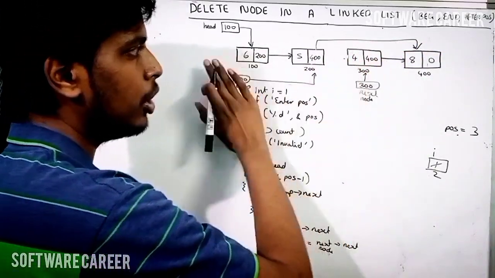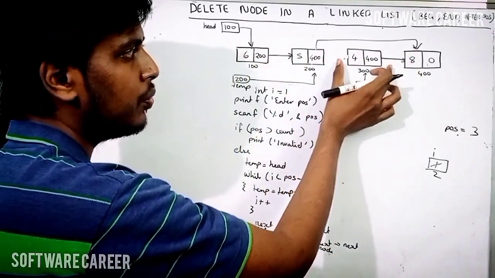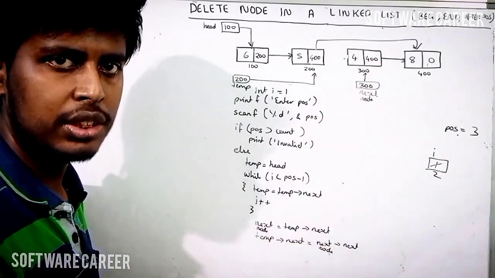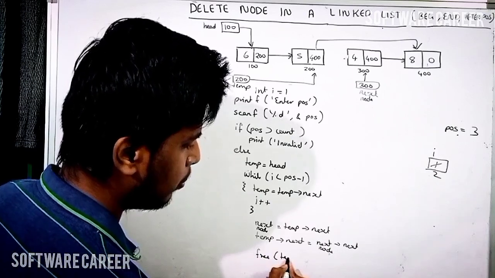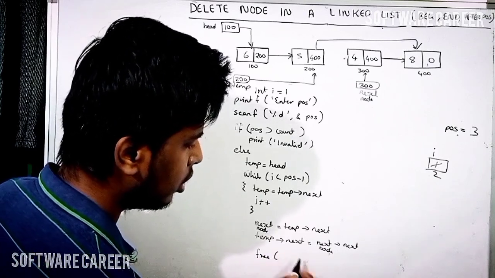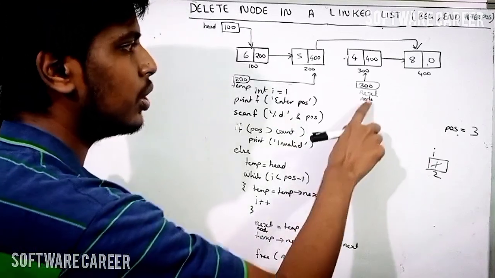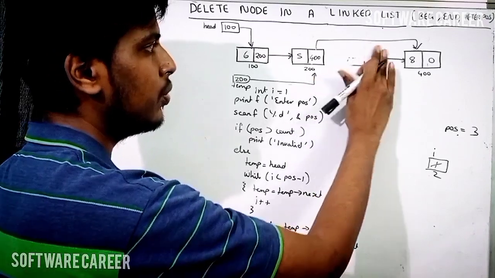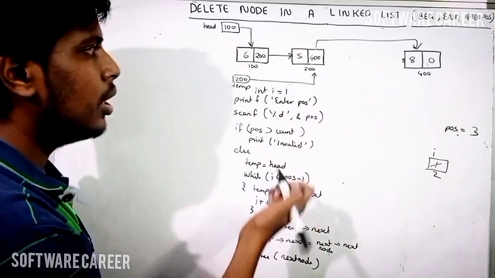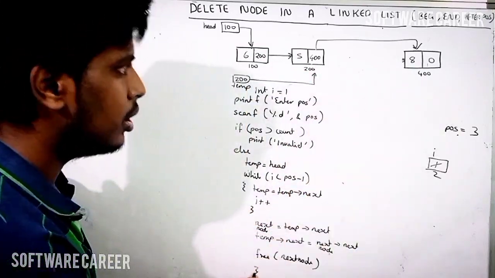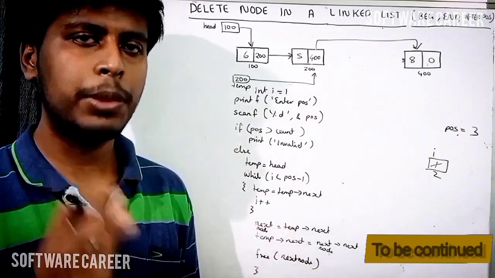Now this node is not part of the linked list. Now there are only 3 nodes, 1, 2, 3. But now you should free this node because it causes memory wastage. How can you free? See here: free next node. Now what is next node? 300. So the 300 node is removed from the memory. So this link automatically gets removed. So now you have only 3 nodes in this linked list. This is how you should delete a node from a particular position.